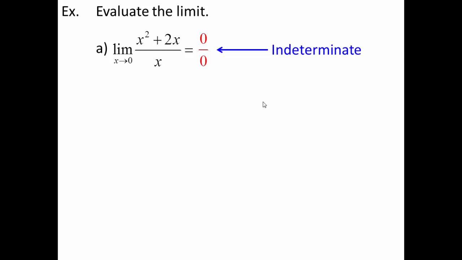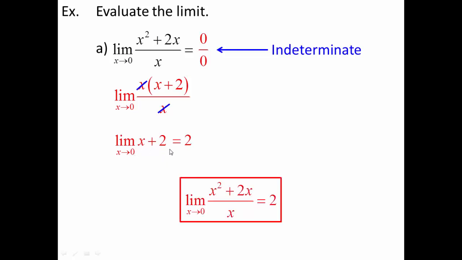Direct substitution first, I get indeterminate. Indeterminate means keep going. Let's try algebraic analysis. I notice that the top is easily factorable by pulling out an x. So that's what I do. I pull out the x, which cancels with the x on the bottom, leaving behind x plus 2. I'm now finished simplifying. Let's reapply the limit, plug in 0, and I get 2. So the limit of this function is 2.